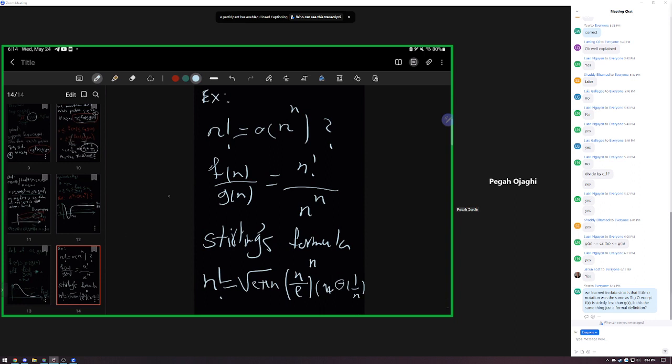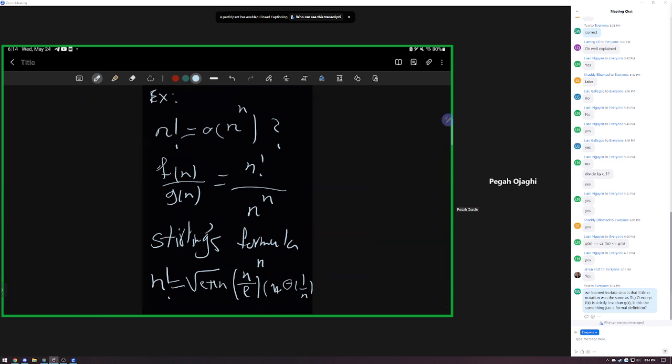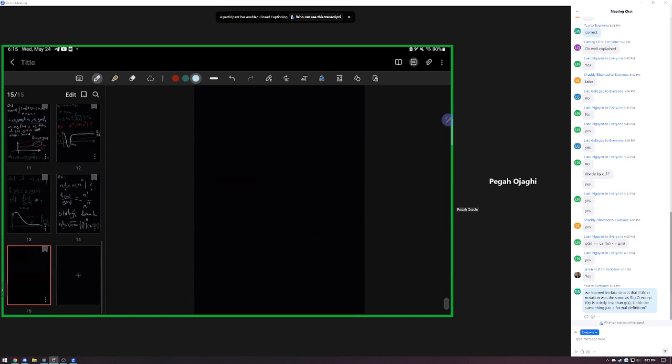We have another, weaker version of that. In the weaker version, we say n factorial is approximately equal to the square root of 2 pi n times n over e to the power of n. So you have this one.